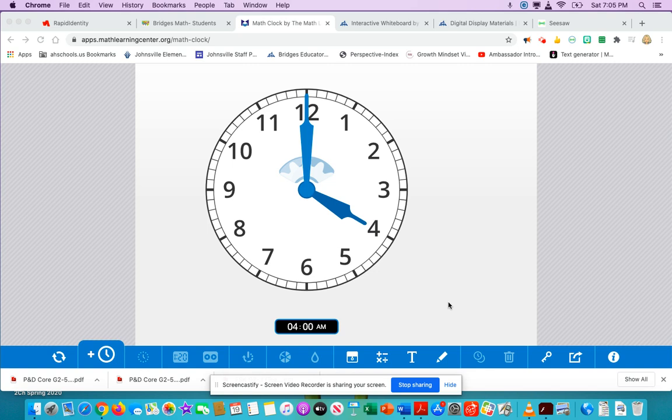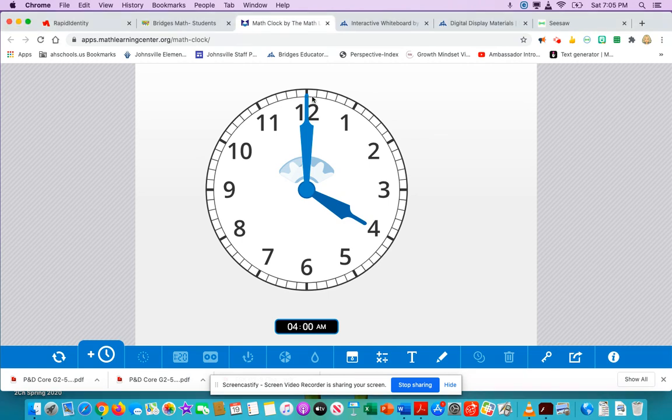Hi, everyone. Today is the fifth day of school, and so we are going to collect our 60 minutes for this fifth day of school. Here's our clock. When we left off last week on Friday, we had landed at 4 o'clock a.m. So let's collect these minutes.